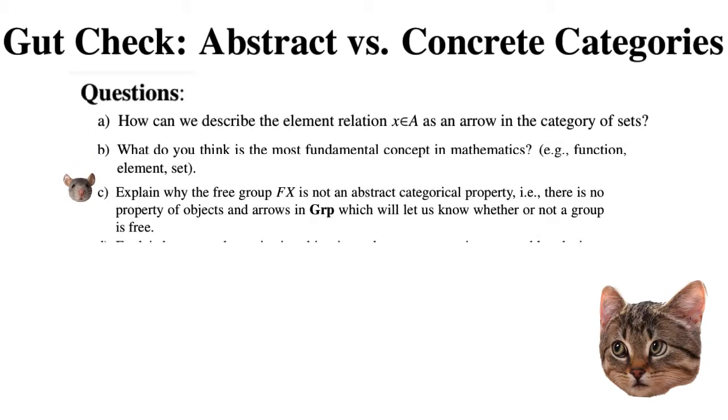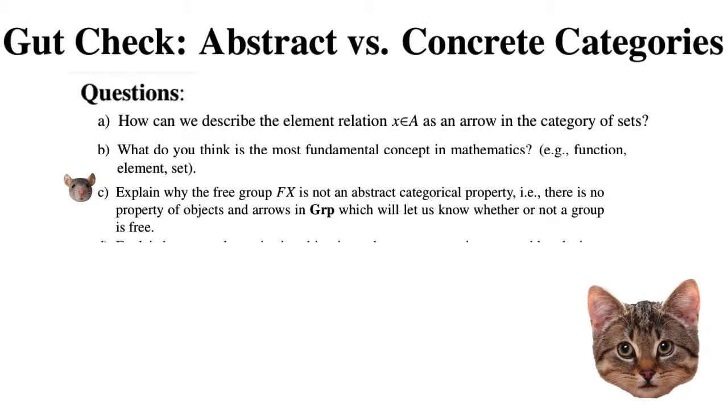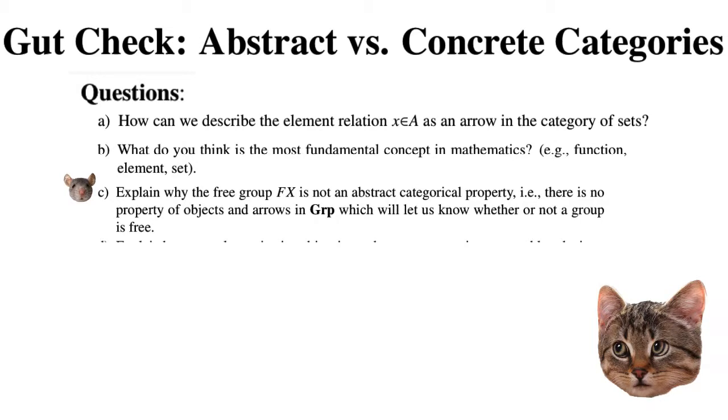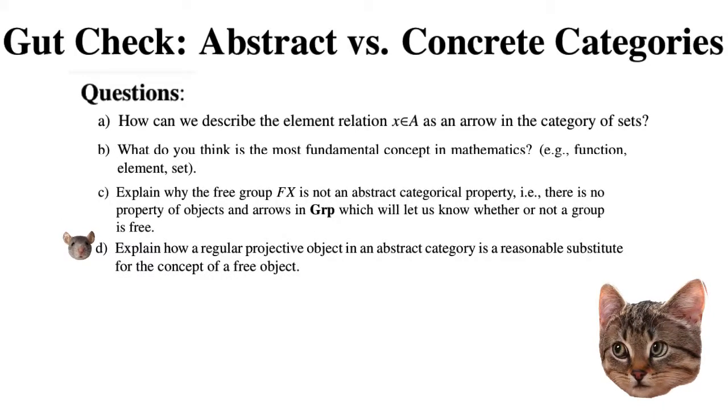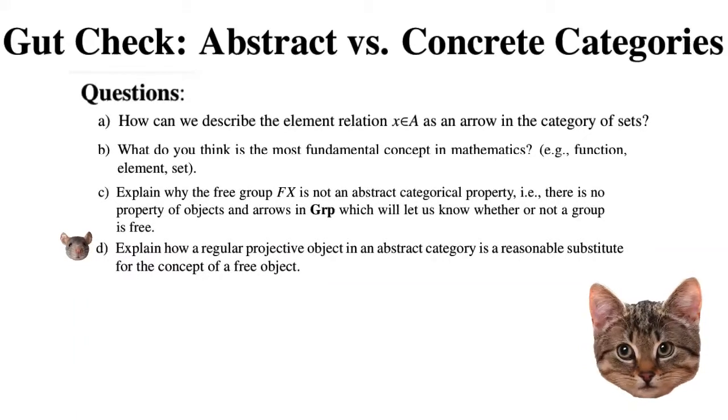C, explain why the free group, which we're going to denote by F(X), so we have a set X and we're taking the free group on it, is not an abstract categorical property, i.e. there is no property of objects and arrows in Grp which will let us know whether or not a group is free. We need something else. D, explain how a regular projective object in an abstract category is a reasonable substitute for the concept of a free object.